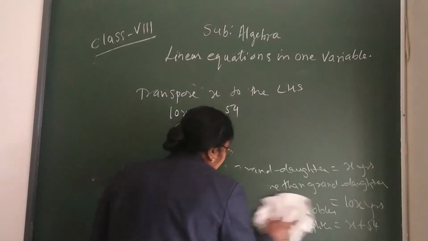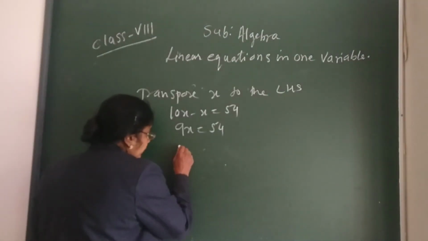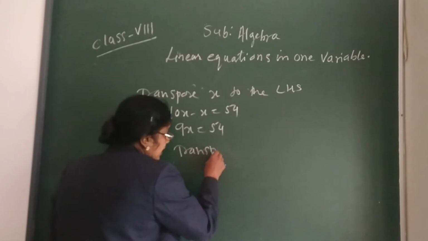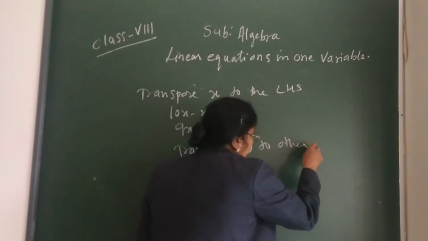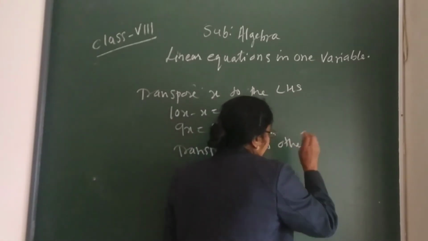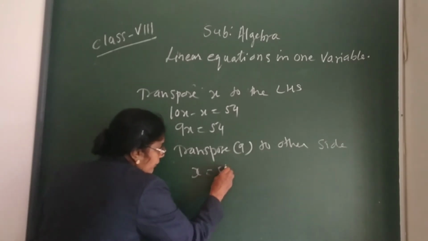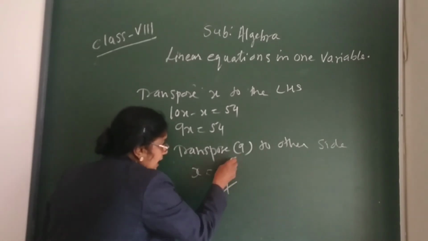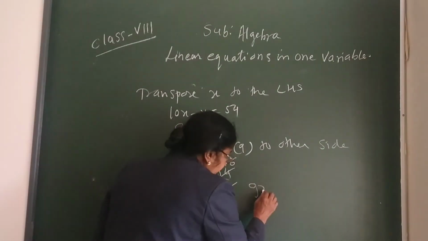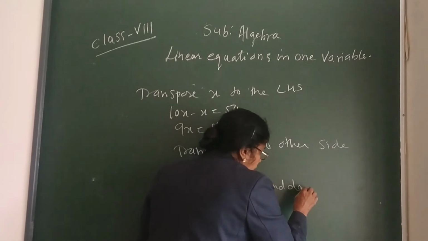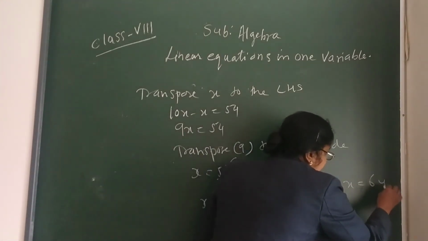Okay. Now we have to find out the value of x. So how much will be the value of x? You have to transpose 9. I told you when you are transposing 9 to the other side, it will go below 54. It will become the denominator of 54. So we will get x is equal to 54 by 9. 9 sixes are 54. So x is equal to 6. Means the granddaughter's value is x. Her age is 6 years.